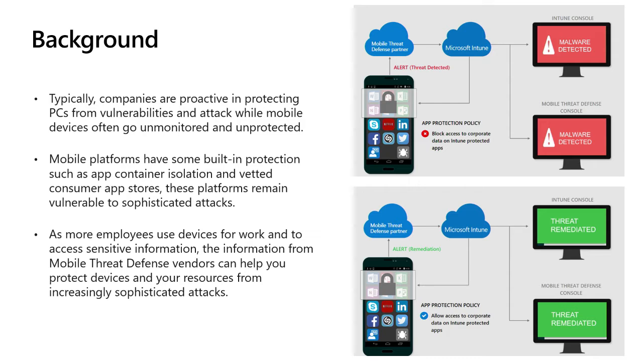And then for remediation, it's the same workflow: the mobile threat defense partner needs to detect your device as not having the threat anymore and pass that data over to Intune, and now we can allow app access into your protected apps such as Outlook or OneDrive. And that same threat remediation is reflected in the Intune console and the mobile threat defense console as well. This is important because as more employees use devices for work and to access sensitive information, the information from all of the MTD vendors can help you protect devices and your resources from increasingly sophisticated attacks.